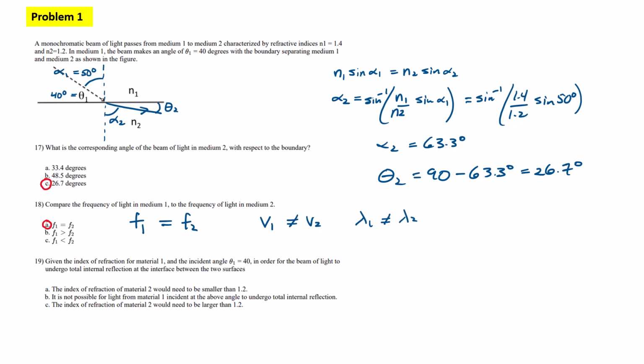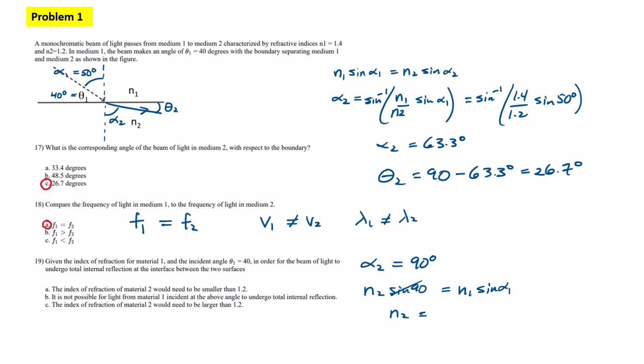Again, for total internal reflection, it means that my angle alpha 2 should at least be equal to 90 degrees right here. So imagine if you substitute that into Snell's law, we would have to get this: N2 sine of 90 degrees equals N1 sine of alpha 1.